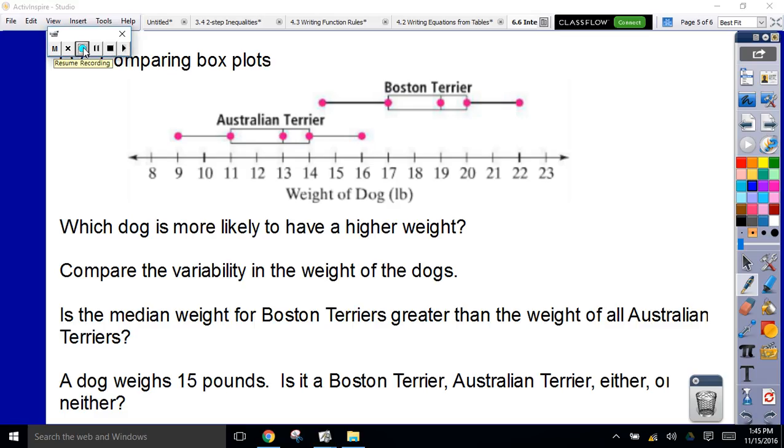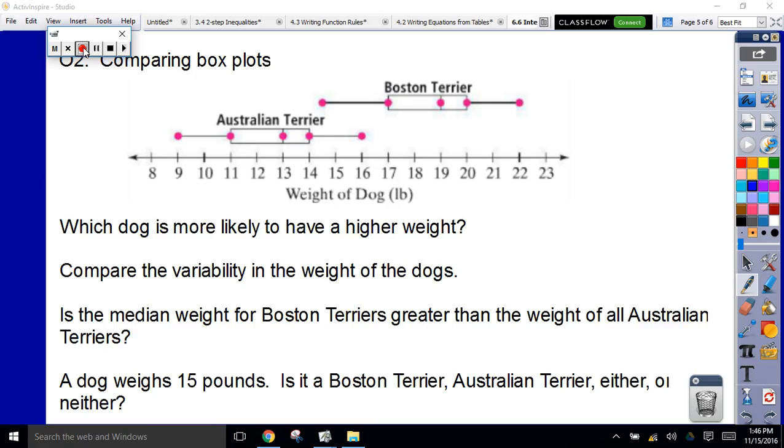Okay, now we're going to talk about comparing box plots. So in this set of box plots, we have 2 box plots on the same number line. When we graph 2 box plots on the same number line, we can compare things like their medians and their upper and lower extremes more easily because we can see exactly where they fit numerically. So up on top we have Boston Terriers. On the bottom we have Australian Terriers.